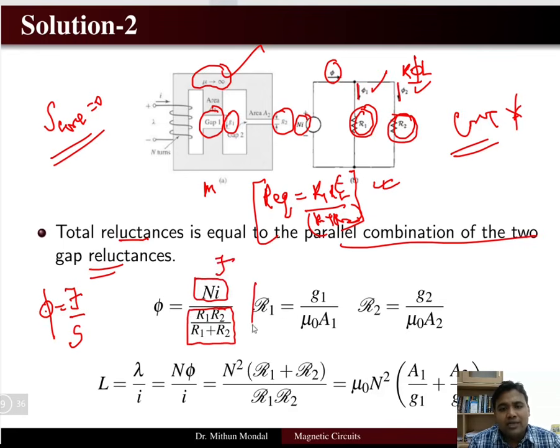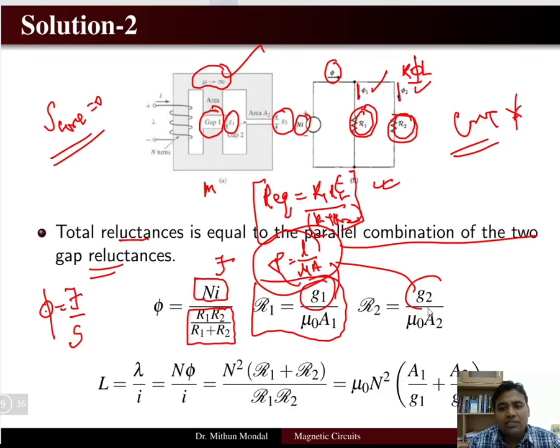The formula for reluctance is l divided by mu times area. From this formula we can determine the reluctances R1 and R2. Here the air gaps are g1 and g2 and the areas are A1 and A2. The mu naught will be constant because it is for the air gap. These are the reluctances R1 and R2, which you have to substitute here.